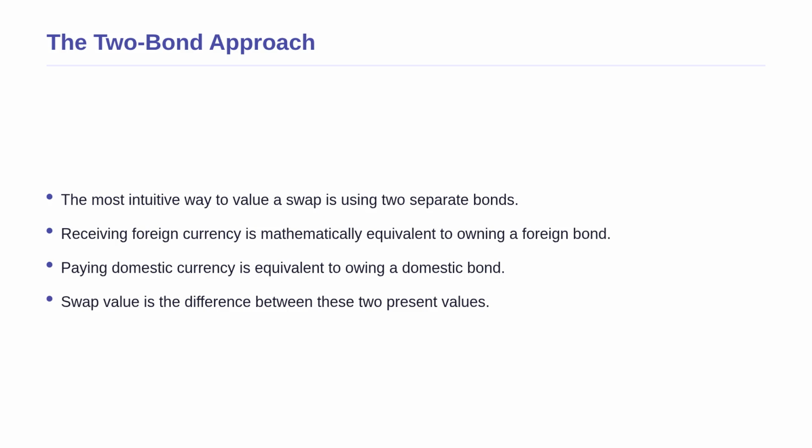Now that we know what a swap is, how do we value it? The most intuitive way is to treat the swap as a combination of two separate bonds. A bond is simply a formal IOU. If you are receiving foreign currency and paying domestic currency, you can imagine that you own a foreign bond and you owe a domestic bond. Therefore, the net value of the swap to you is simply the present value of the foreign bond you own minus the present value of the domestic bond you owe. We use continuous compounding to calculate these present values.